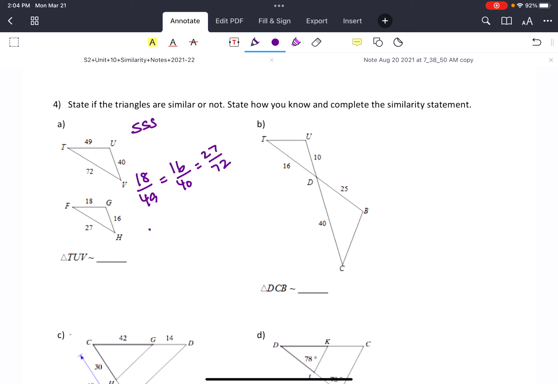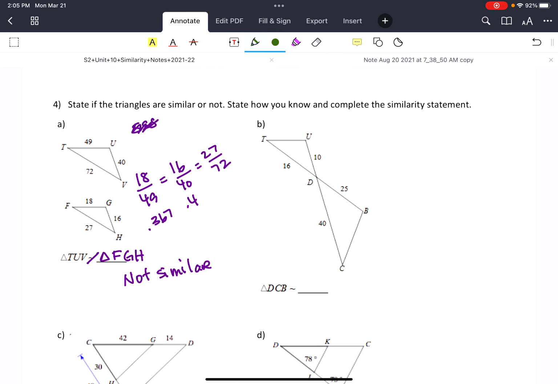So 18 divided by 49 is 0.367. 16 divided by 40 is 0.4. Oh, I already have two that don't match. So we can go ahead and say it's not side, side, side. My second triangle, I can call it any combination of the letters I want. It is not similar because as soon as two of them don't match, we don't have similarity.